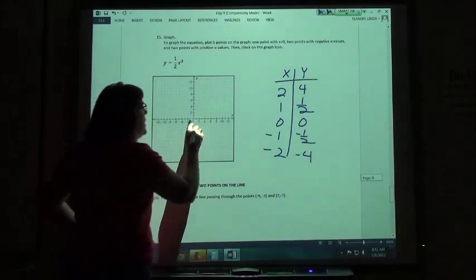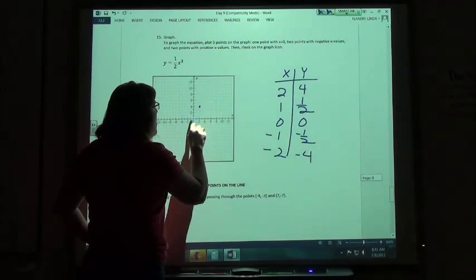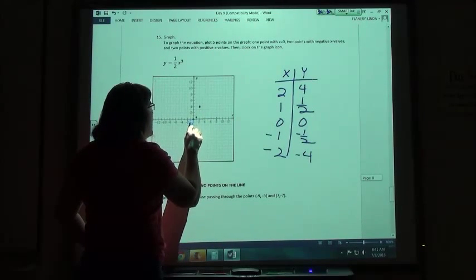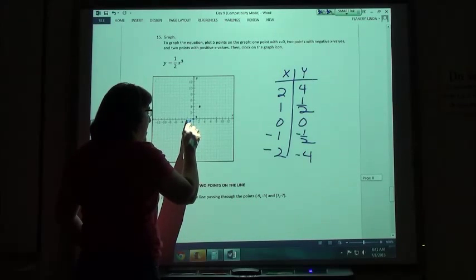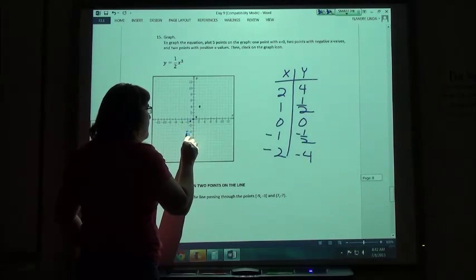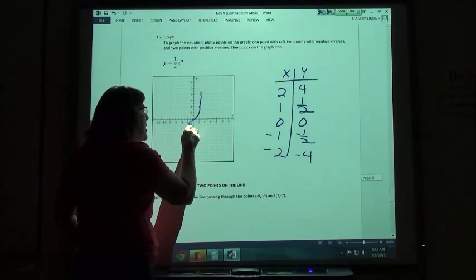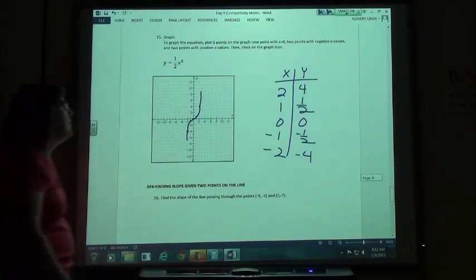Plotting my points. So 2, 4, 1 is up a half, 0, 0, -1 is down to -1/2, and -2 goes down to -4. And my cubic function looks something sort of like that.